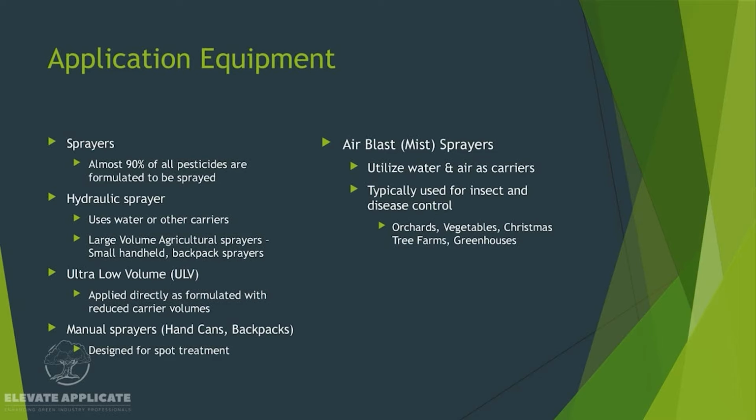There's also ultra low volume. Ultra low volume is applied directly as formulated or with reduced carrier volumes. We have manual sprayers, think hand cans, a couple gallon hand pump sprayer or backpack sprayers. They're mainly designed for spot treatments. We have air blast systems, mist sprayers. They utilize both air and water as carriers. They're typically used more for insect and disease control. You'll find them in orchards, vegetable gardens, Christmas tree farms, greenhouses, and then also mosquito control.